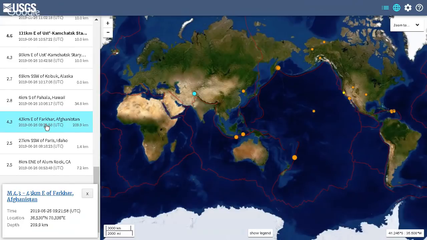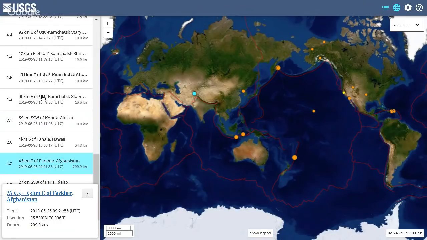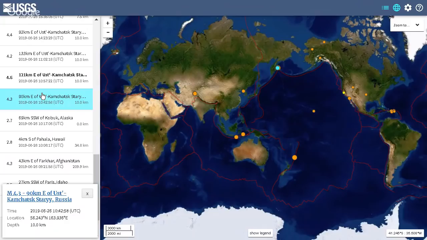Here's a 4.3 earthquake in Afghanistan at depth. Looks like another one in that same location too on the list. Heads up Afghanistan for a larger quake at the surface. Here's a 4.3 in the same area. We had a 6+ magnitude off the coast of Kamchatka yesterday. Let's look at the location of that.